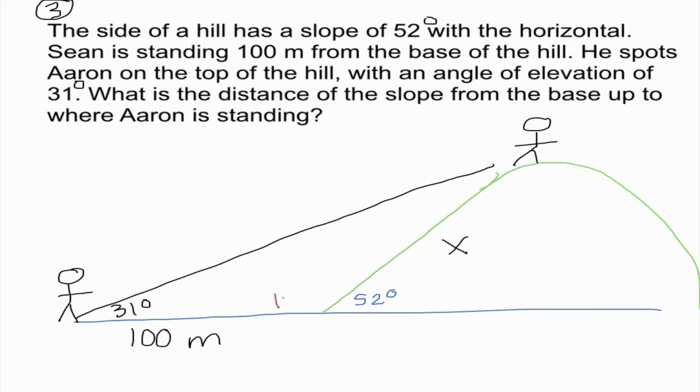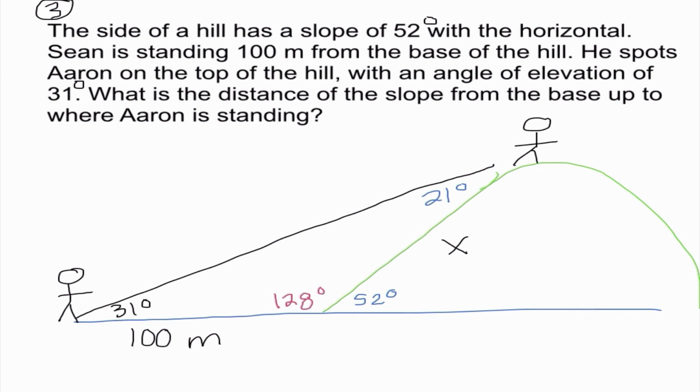So this would be 128 degrees. As soon as I know these two angles of the triangle, I know the third angle because I know all my angles need to add up to be 180 degrees, so this would be 21 degrees.